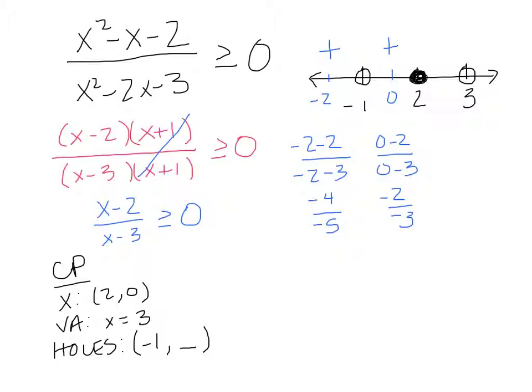Now I need to choose something in between 2 and 3. I'm going to choose 2.5. So that means I have 2.5 minus 2 over 2.5 minus 3, which is 0.5 over negative 0.5. Again, I don't care what the value of it is, I just care about the sign, and that is a negative interval. Last but not least, I'm going to choose something in the last interval, so I'm going to choose 4. So I have 4 minus 2 over 4 minus 3. At this point, you should be able to see what the sign is.